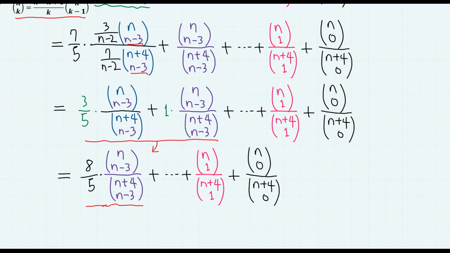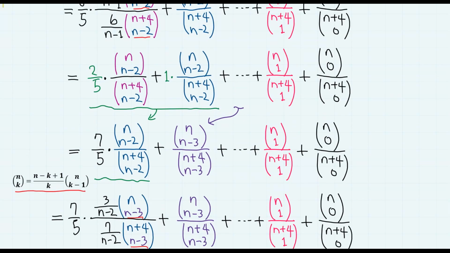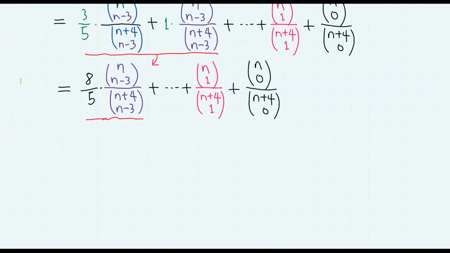Here, let us take a look at how the coefficients change as we reduce the number of terms. After we reduced one term for the first time, we had coefficient 6 over 5. Then after removing one additional term, we've got 7 over 5. And after removing another term, we got 8 over 5. Based on this pattern, we can kind of predict what the end result would be.